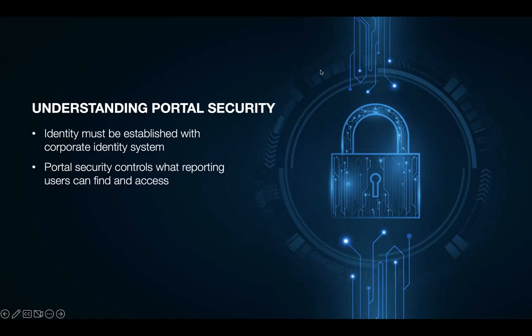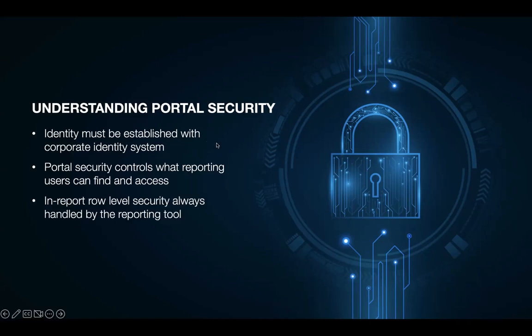Then you also need to make sure that, when you think about portal security, there are kind of two levels to think about, right? What do people see when they get to the portal? Which reports can they find, can they have access to? That is controlled by the portal security model, right? And we need to make sure that portal security model is properly defined and synchronized to do that. So that defines what I as a user can find and have access to.